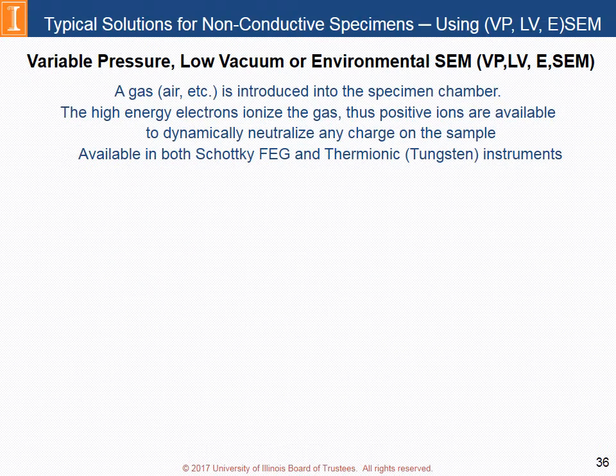Another solution is to use a special type of SEM, the one we introduced in the beginning of this seminar: variable pressure, low vacuum, or environmental SEM. The mechanism here is, in the low vacuum mode, gas is introduced into the specimen chamber. The high energy electrons ionize the gas. The positive ions generated are available to dynamically neutralize any negative charge on the sample. This image mode is available in both Schottky source microscopes and thermionic source microscopes.